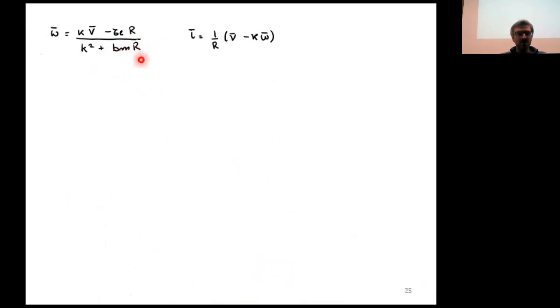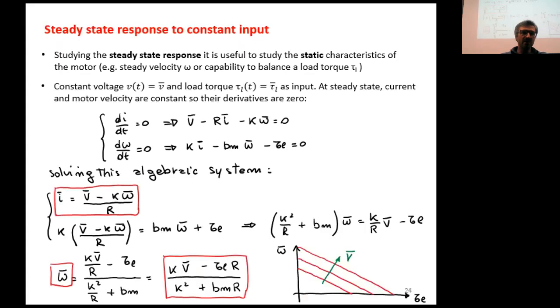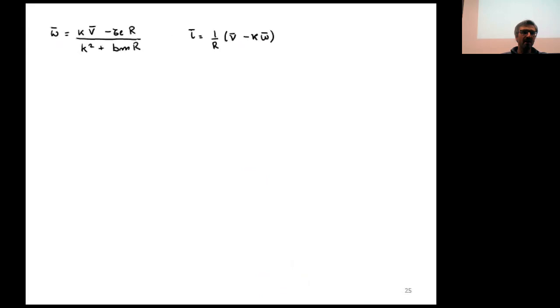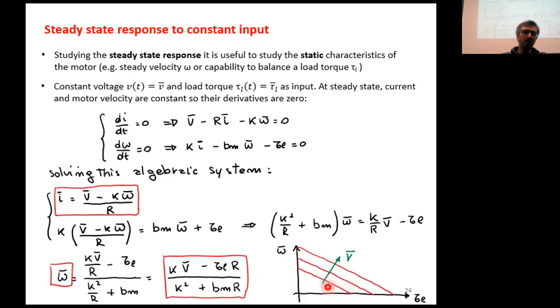And I report this relationship here to analyze. What we want to do now is to characterize the relevant points, the extremes of this curve. All the operating points of our DC motor will lie on this line. So if you have no load, no load torque, we will be here. And if you increase the load, the speed will reduce.